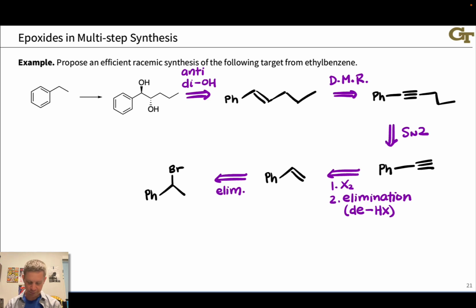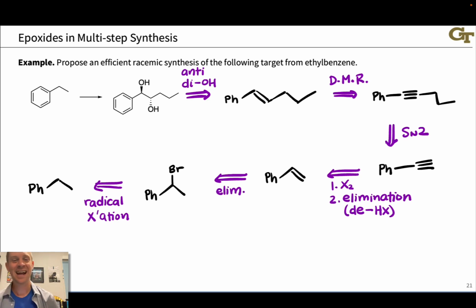really. And noticing that that bromide is benzylic is key, because this means that we can work this backwards to ethylbenzene, imagining that we can do a radical halogenation of this carbon to install this good leaving group. And we've done it. We've worked all the way back to ethylbenzene.